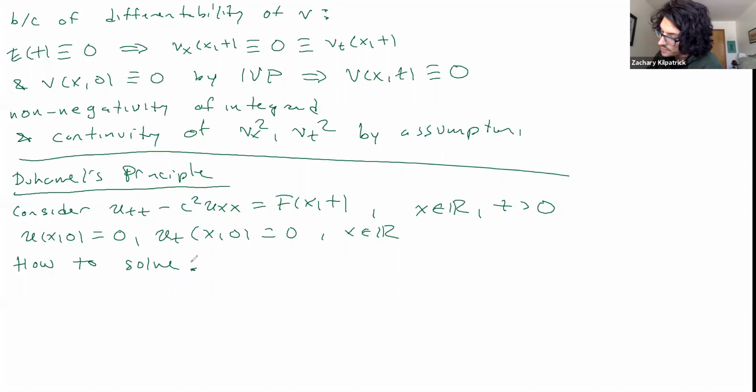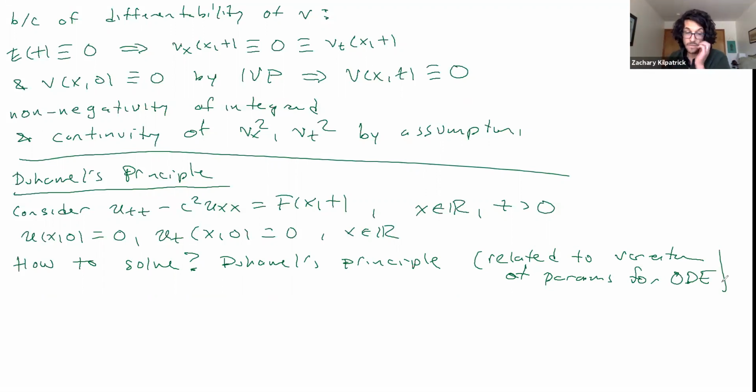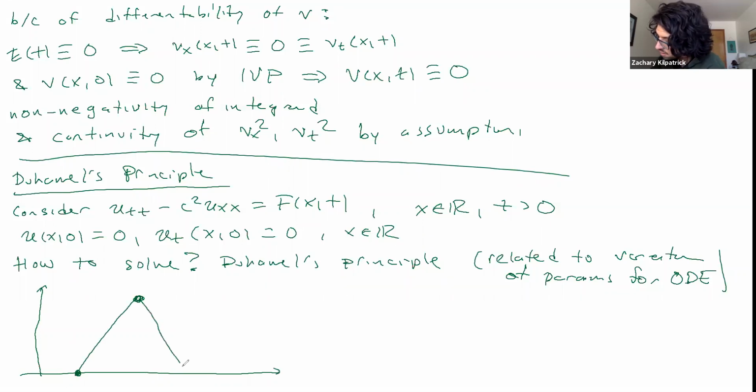So the way to solve this is using this formulation called Duhamel's principle, okay? And as I said, it's related to variation of parameters for ordinary differential equations, okay? So it's really driven by this geometric interpretation of the different regions of dependence for a particular point in your solution, okay?